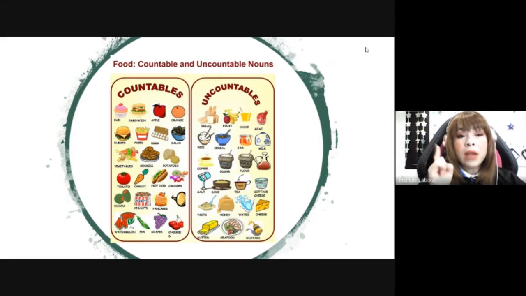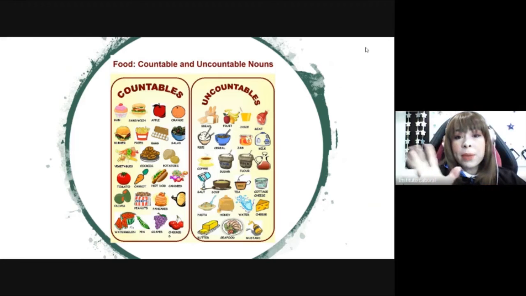Burger. I want a burger. I want 2 burgers. Fries, eggs, salad, vegetable, cookies, potato, tomato, carrot, hot dog, candy, olive, peanut, pancake, watermelon, pea, grapes, cherries. Those are countable food, things that you can count. You go to the store and say, give me 2 eggs, please. Eggs with S. So you can pluralize. Countable nouns can be added a number and also an S to make them plural.